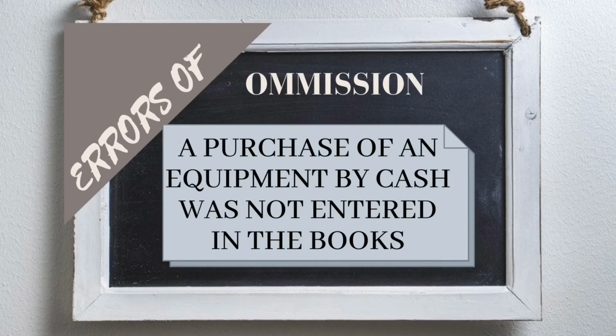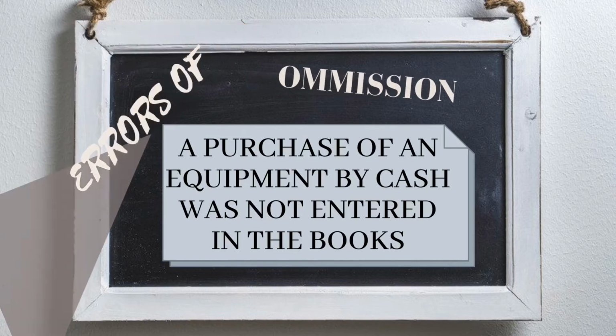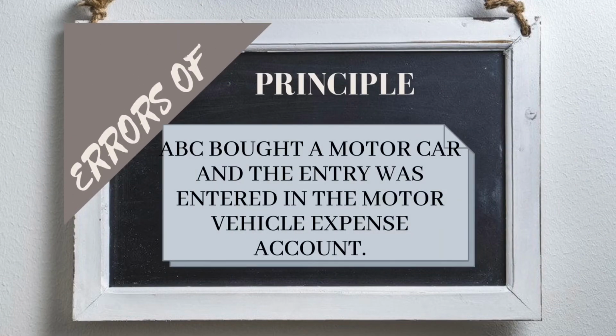Errors of omission. This is when the entry was not included in the books at all. And here's an example. A purchase of an equipment by cash was not entered in the books. So the equipment account was not debited and the cash account was not credited. It was just not there in the first place. Error of principal. This is when the entry is made but it was placed in the wrong type of account. The example says that ABC bought a motor van and the entry was entered in the motor vehicle expense. Now instead of the motor van, which is an asset account, it's placed in an expense account.